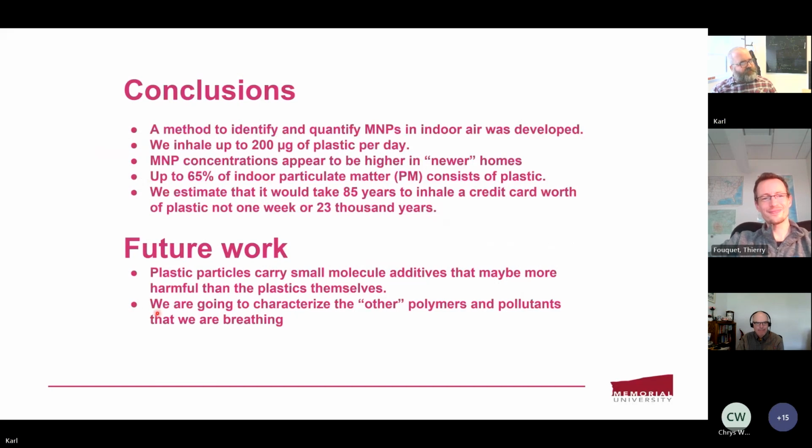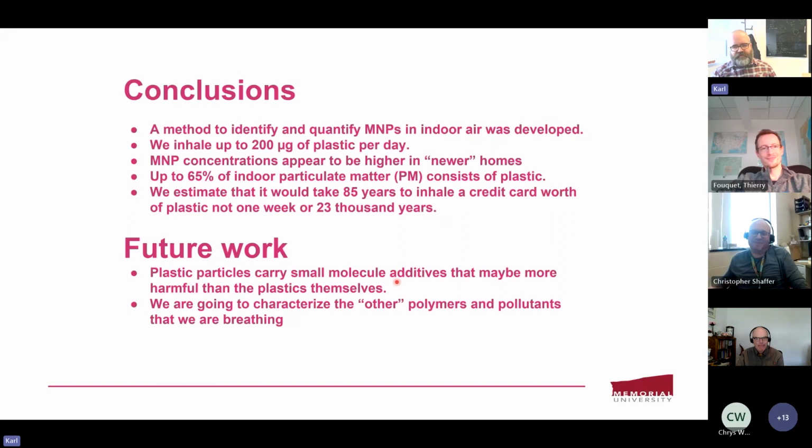The future work we're aiming to do focuses more on the small molecule additives that are present in the plastics. It's possible, and others have suggested it, that these plastics serve as vehicles for exposure to other compounds like flame retardants and plasticizers that are maybe more harmful than the plastics themselves. So we want to characterize those as well as the other polymers present in the sample.